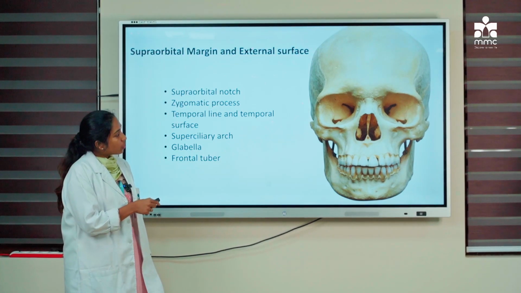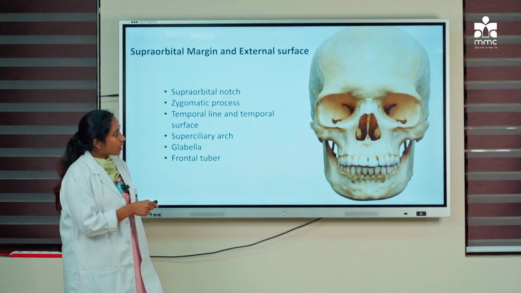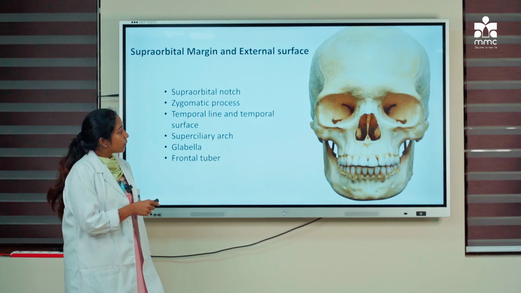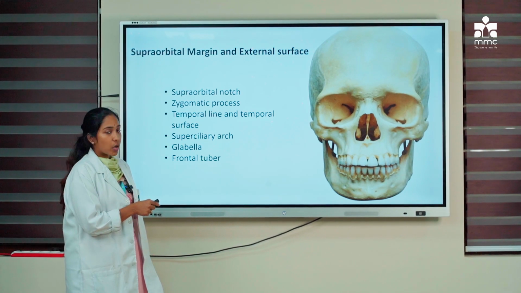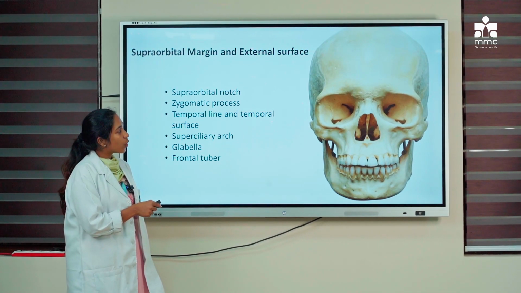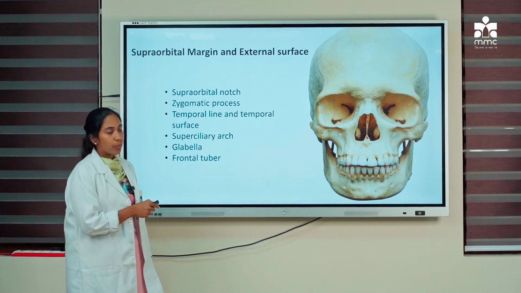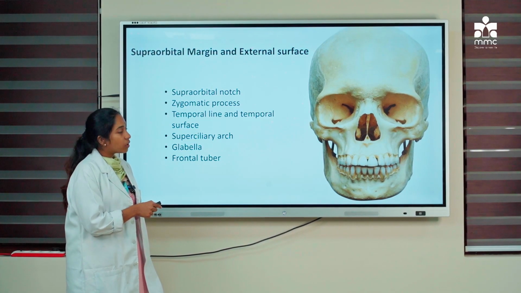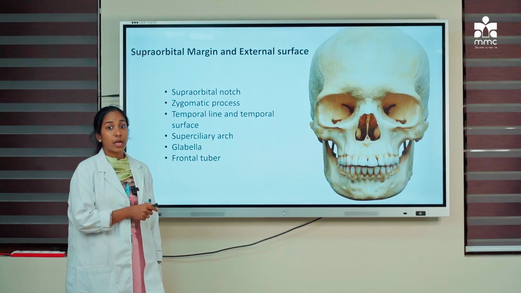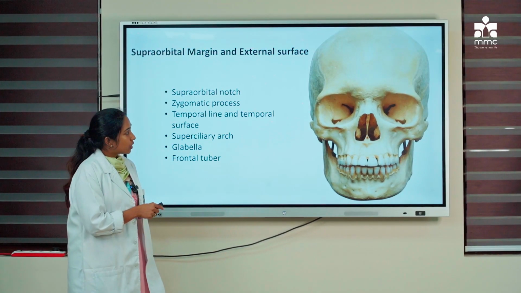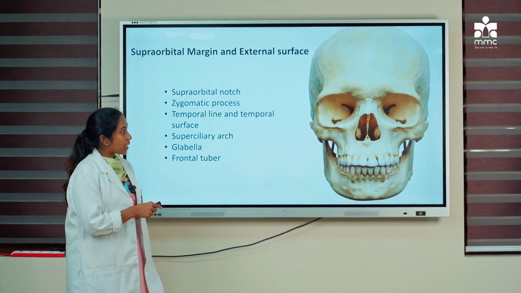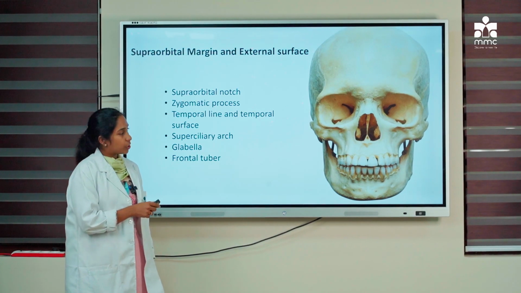If you come more laterally, the supraorbital margin forms a process. This is called the zygomatic process of the frontal bone. It articulates with the frontal process of the zygomatic bone and forms the frontozygomatic suture. So here this is the zygomatic process of the frontal bone, and this is the frontal process of the zygomatic bone, and here is the suture.